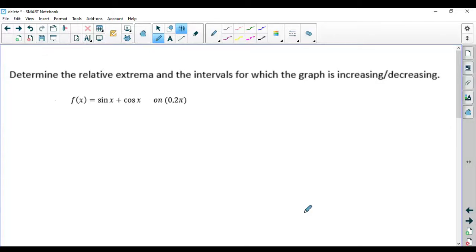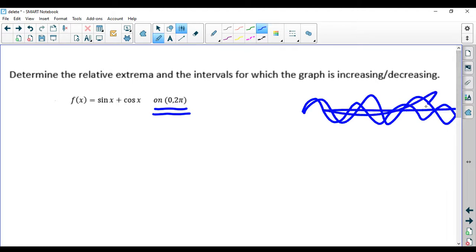Here's a trigonometric example for finding relative extrema using the first derivative test. It's the same as all the other examples, except this is just trig. A lot of times on the trig, they'll limit the domain like this, 0 to 2 pi, which means one time around the unit circle. If they don't, you'll have sometimes an infinite number of mins and maxes because, as you know, trig functions can look like this, and then the problem will never end. So we're only going from 0 to 2 pi for this question.